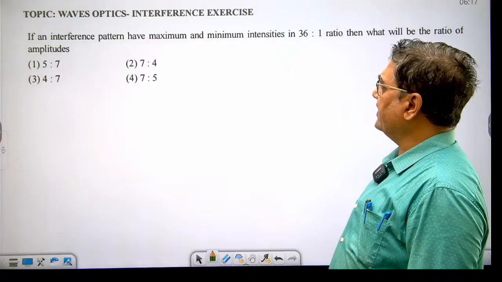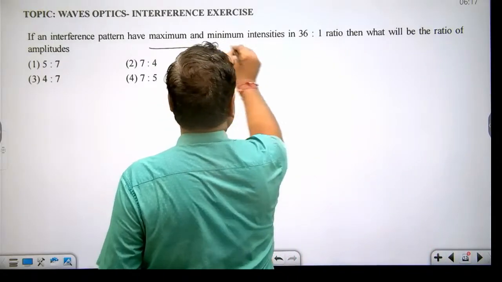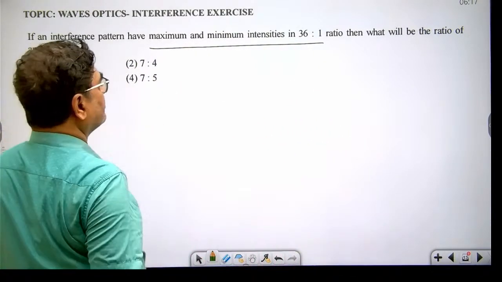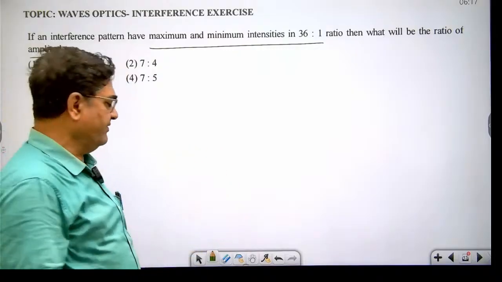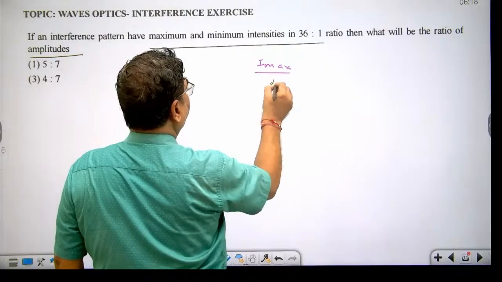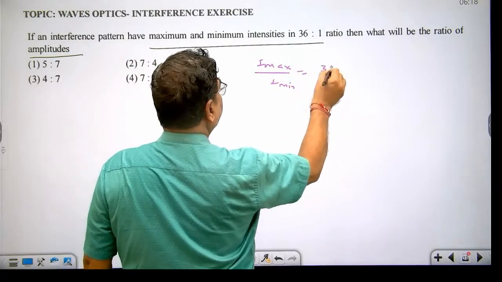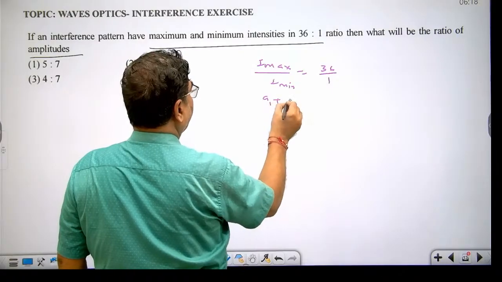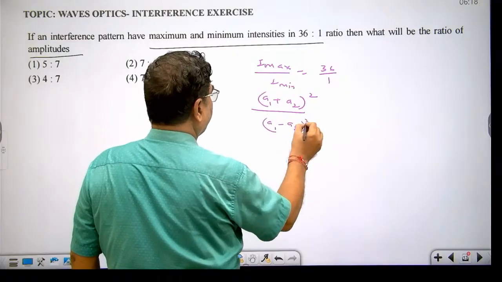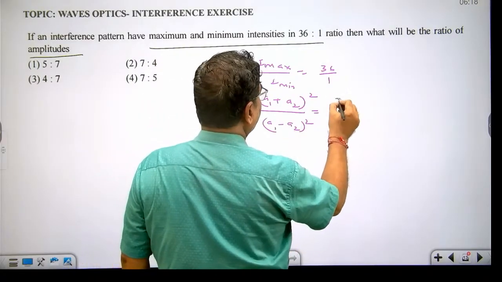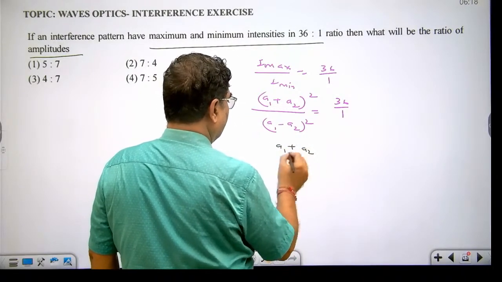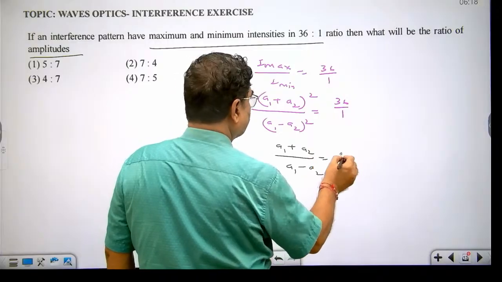In an interference pattern, the maximum and minimum intensities are in the ratio 36:1. Then what will be the ratio of amplitudes? Dear student, in the question the ratio of maximum and minimum intensity is given as 36:1. I maximum upon I minimum is 36 upon 1, equal to A1 plus A2 whole square upon A1 minus A2 whole square, if the amplitudes of the superposing waves are A1 and A2 respectively. Taking square root, we get A1 plus A2 upon A1 minus A2 equal to 6 upon 1.